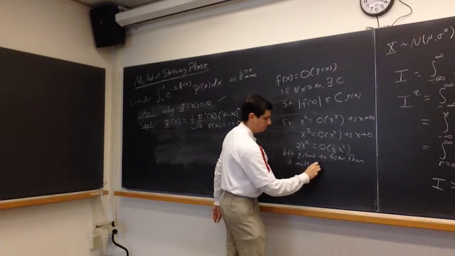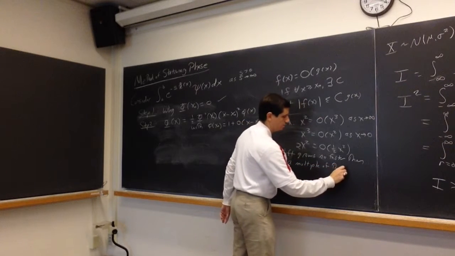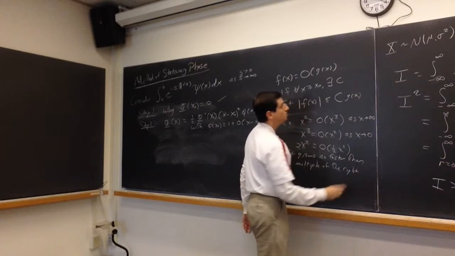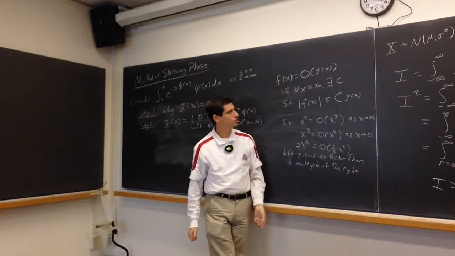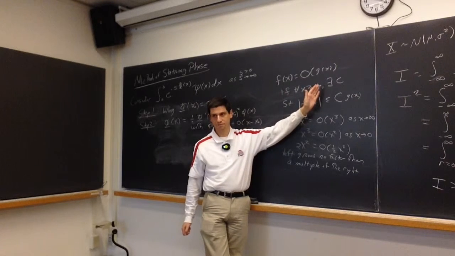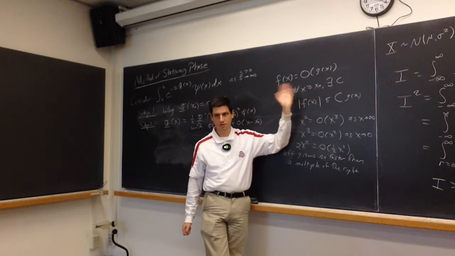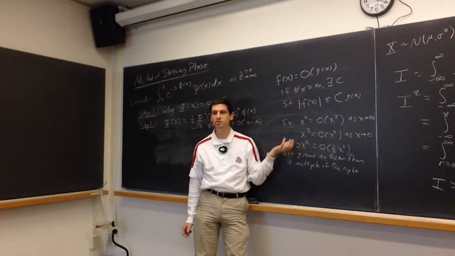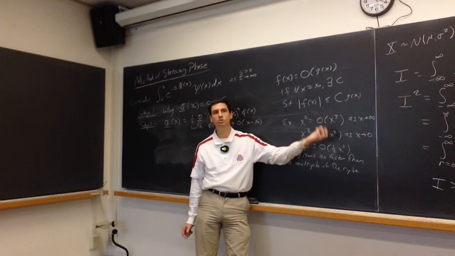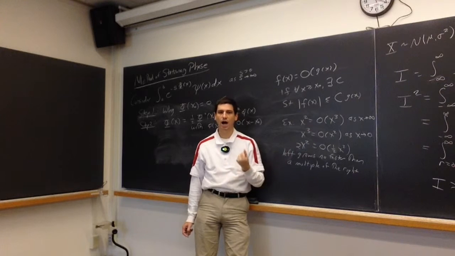So the C does not depend on x. Correct. But it could depend on x naught. So from your point onward, it's going to have this relation. Big O notation is extremely useful in keeping track of errors, of main term, lower order term, and telling you how much of a lower order term it is.